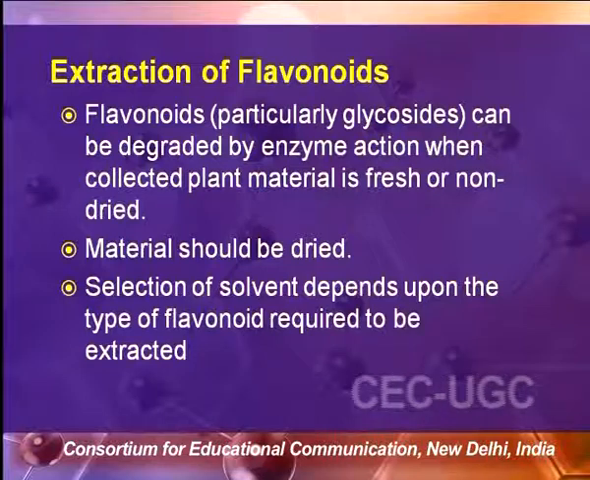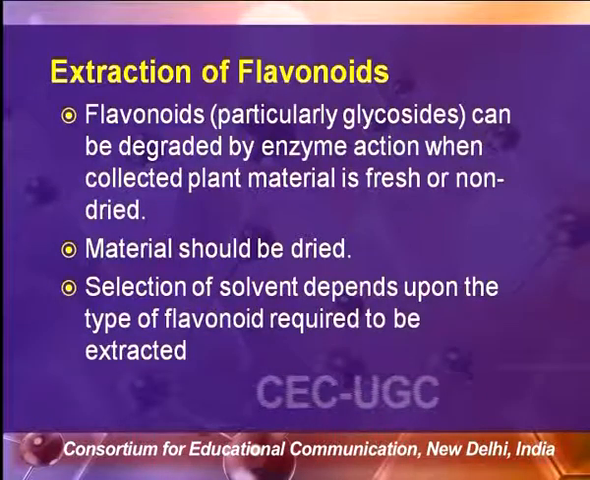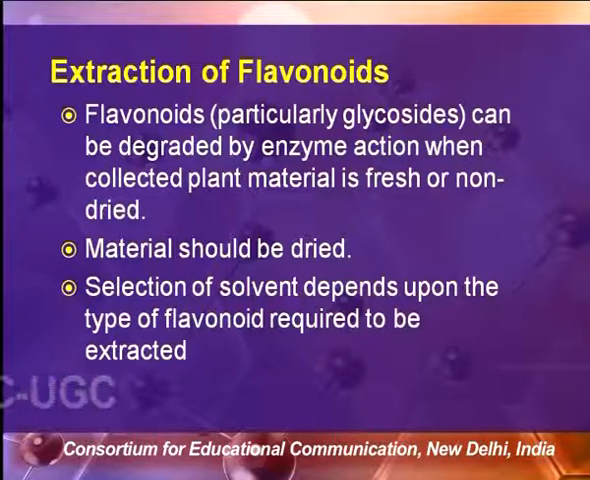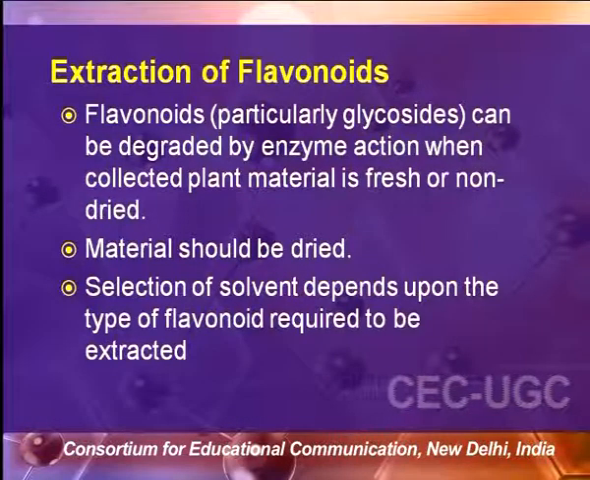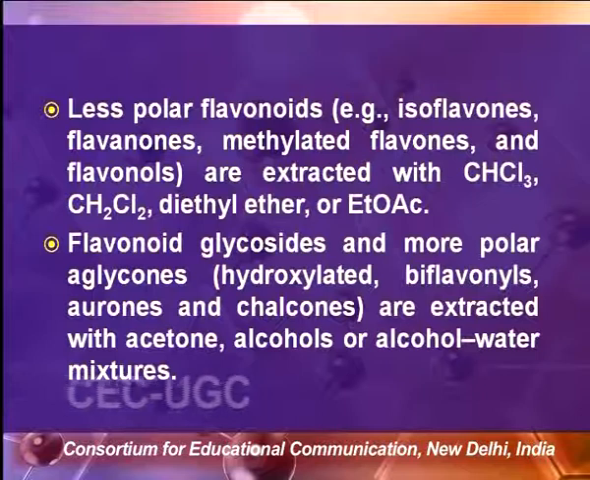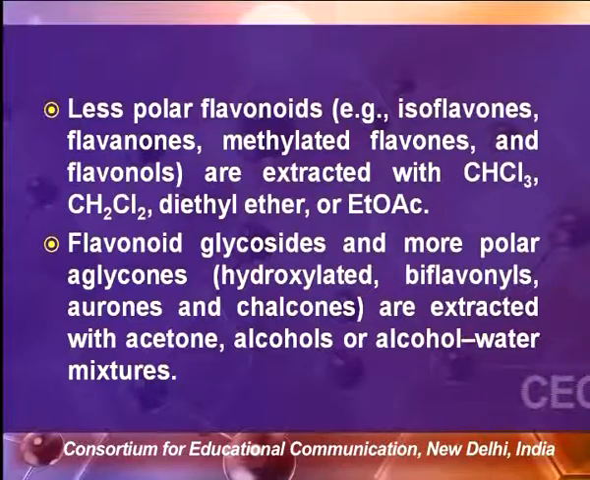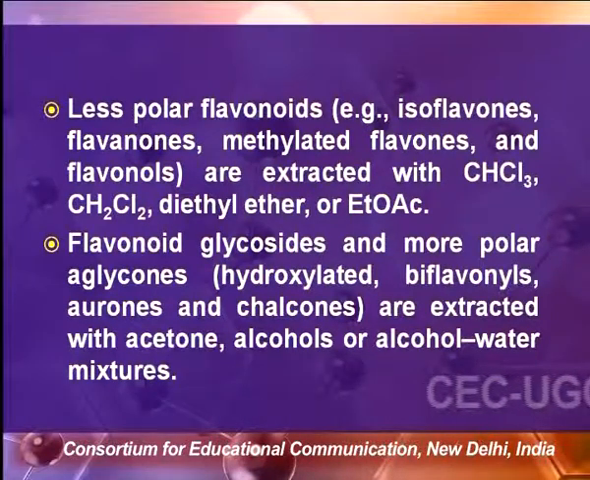Now the selection of the solvent to extract the flavonoids depends upon the type of flavonoid you want to extract. If you want to extract a polar type of flavonoid, then you have to use a polar solvent. If you want to isolate mostly aglycones and less polar flavonoids, then we normally use a medium polar solvent such as chloroform, ethyl acetate, and so on. As we were discussing, the less polar flavonoids like isoflavones, flavanones, or methylated flavones, and some of the flavonols, can be extracted with the help of chloroform, dichloromethane, diethyl ether, or ethyl acetate.